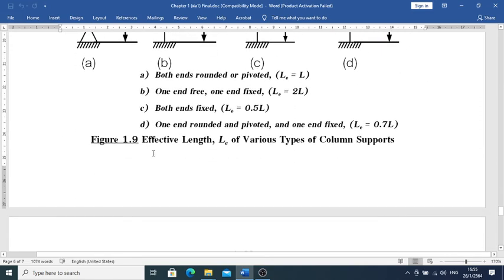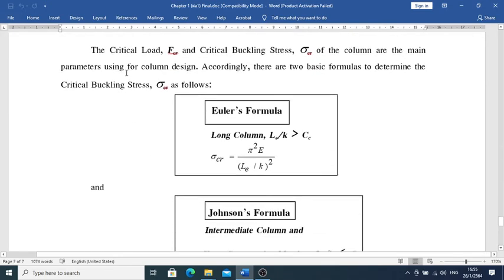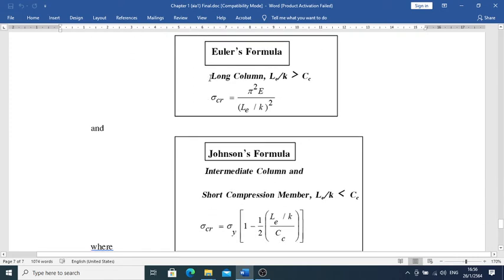Another quantity is the critical loading, F sub CR, and the critical stress, sigma sub CR, respectively. Then we have the Euler formula, and we make some judgments for the long column by using the slenderness ratio. If L sub E over K is greater than C sub C, we apply the long column formula. If L sub E over K is less than C sub C, we determine it to be a short compressive member, and we apply the Johnson formula.